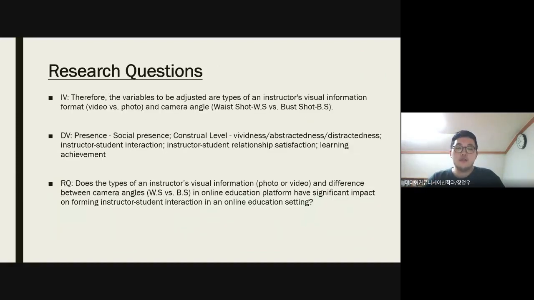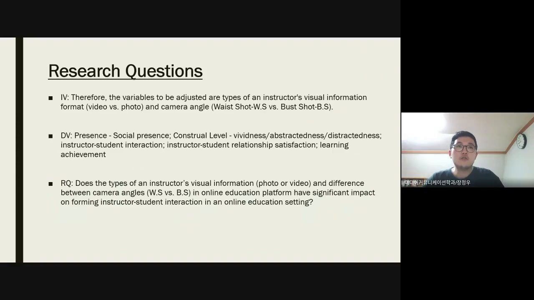And then research questions. Therefore, the variables to be adjusted are types of instructors' visual information format, video versus photo, and camera angle, waist shot versus bust shot. And this will be the independent variable. And dependent variables will be presence, social presence, and construal level, vividness, abstractness, and distractiveness, and instructor-student interaction, and instructor-student relationship satisfaction, and learning achievement.